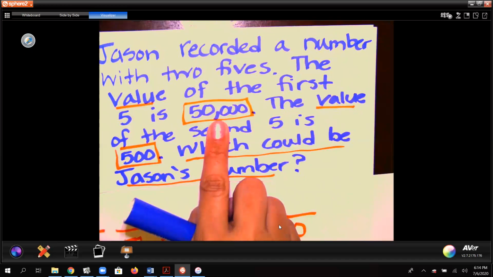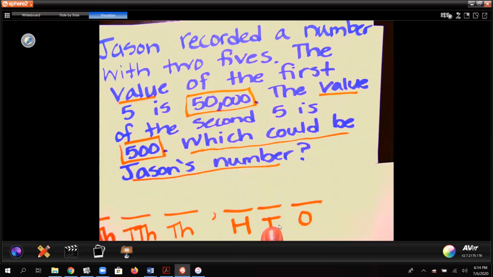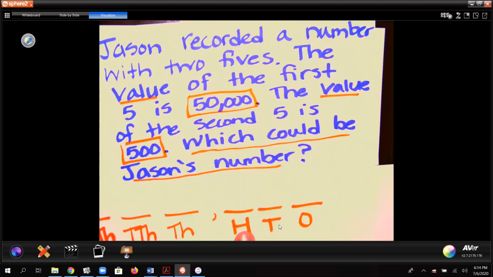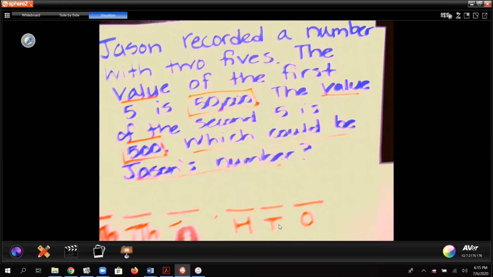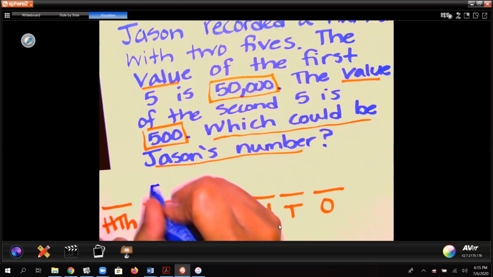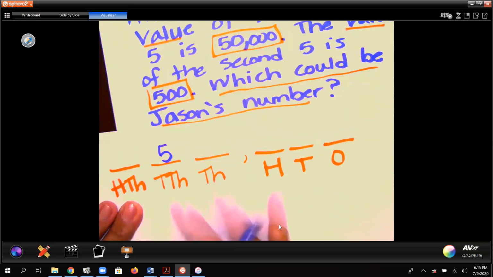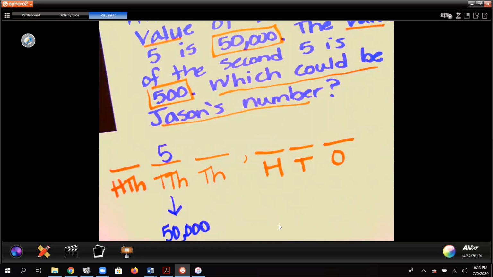Okay. So it said the value of the first 5 should be 50,000. What place value should that be in? If it was here, that would just be 5, right? Here would be 50. Here would be 500. Here in the thousands, it would be 5,000. In the 10,000s, it would be 50,000. So yep, my 5 should go here. That's where my 5 should go. The place value is 10,000s. The value is 50,000 because it's in the 10,000s place. If it was here, it would be 500,000.